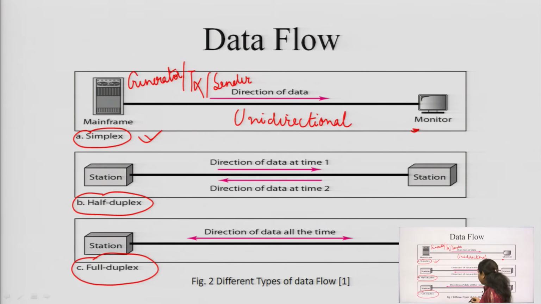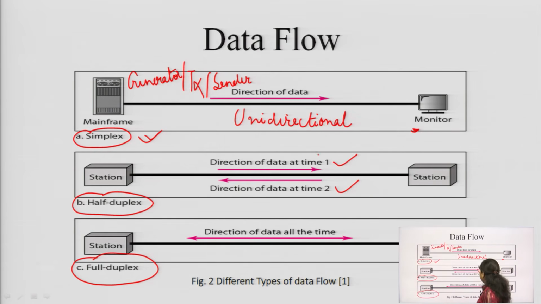Next one is the half duplex. In this half duplex, both options are available. The transmitter can transmit the data to the receiver and the receiver can transmit the data back to the transmitter. So, this is the direction of data at time 1 and the direction of data at time 2. The first is from left to right and the second one is from right to left. But there is one condition associated with half duplex, that it will not transmit in both directions at the same point of time.